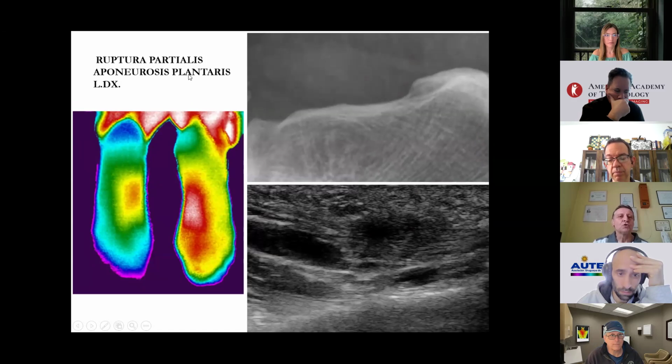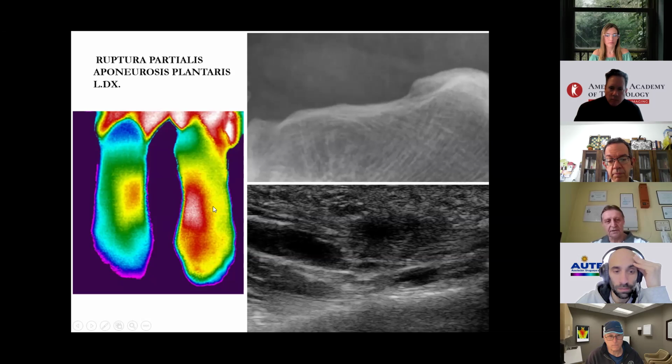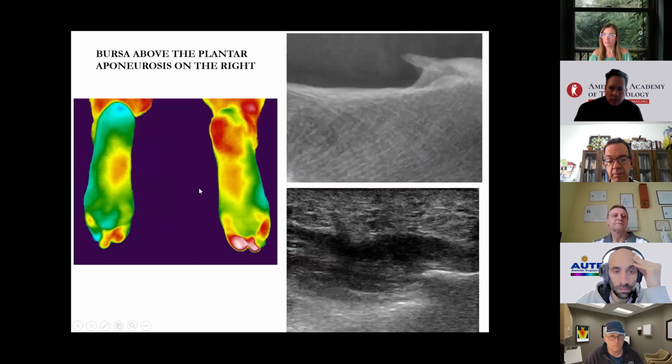Here we can see ruptura partialis aponeurosis plantaris lateri dextri. Plantar aponeurosis on sonography is also interrupted, but the borders of the interruption are not sharp, but blurred. It is due to ruptura or rupture partialis. And as a consequence of that is increased temperature activity on the plantar side of the affected foot.